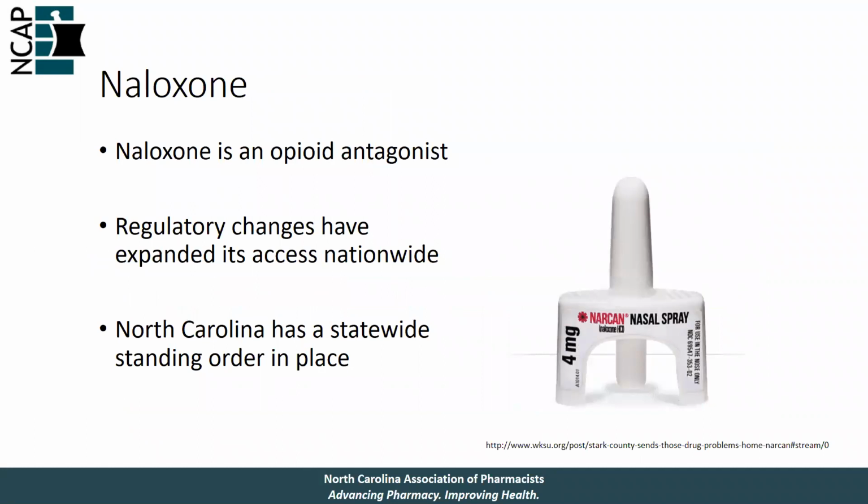So I've talked about naloxone, and at its core, naloxone is simply an opioid antagonist. And what that means is that it reverses the effects of opioids. If there's no opioid present in the body, then naloxone has no effect. I've also spoken about regulatory changes, and as part of those regulatory changes, naloxone's access has become expanded nationwide, and that's no different than here in North Carolina, where we now have a statewide standing order in place.